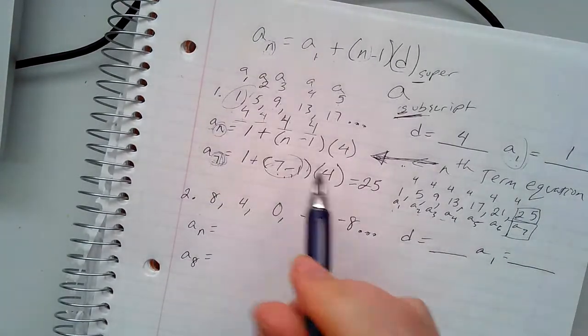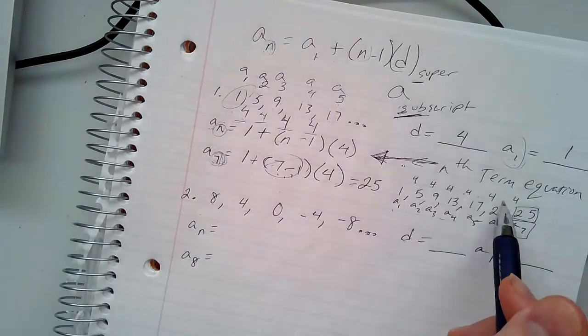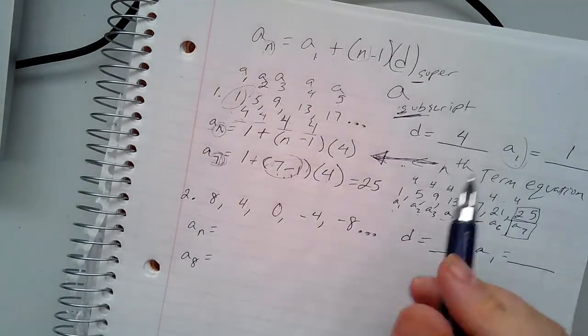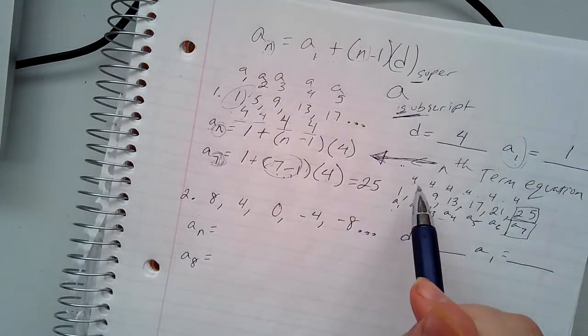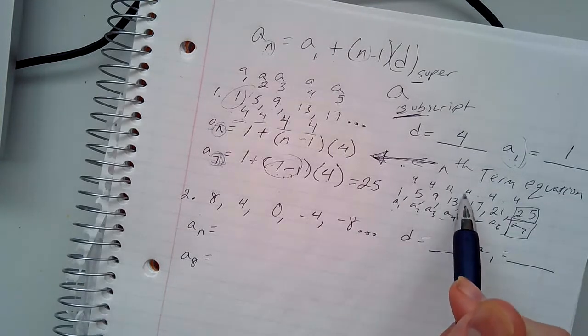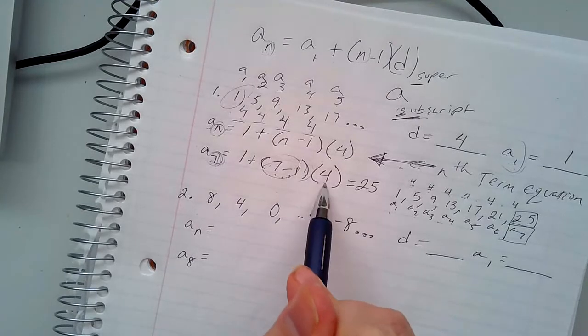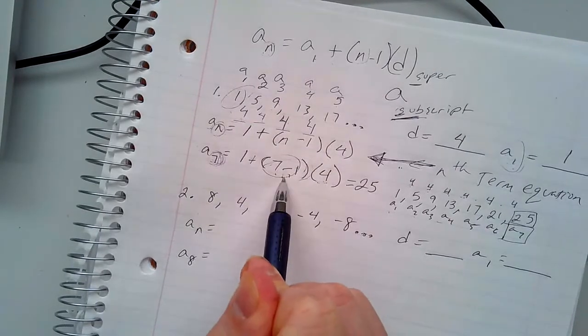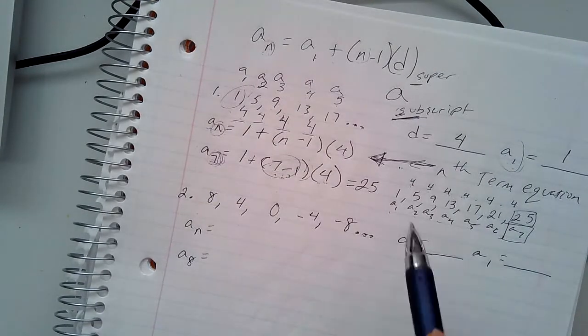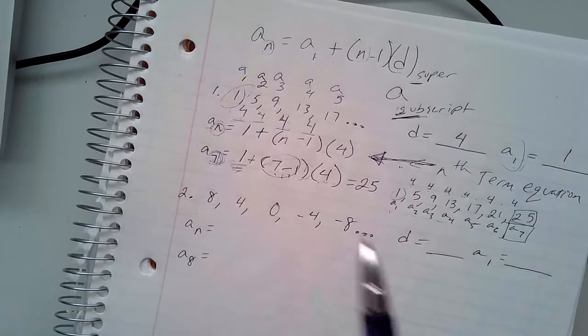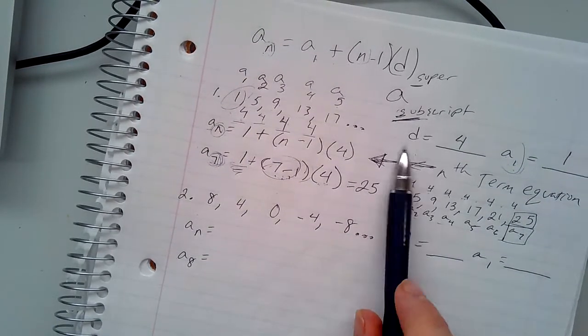The minus 1 is talking about how many times we have to use our common difference. So if we look up here, how many times did we use that common difference? 1, 2, 3, 4, 5, 6, which is 7 minus 1. So we use that common difference 6 times because the first term is already inside the equation. So the first term is accounted for.